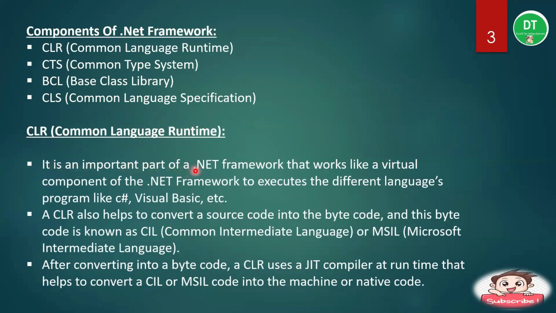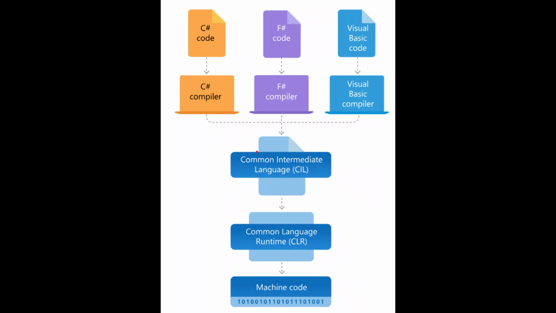It is an important part of the .NET Framework that works like a virtual component to execute programs of different languages like C Sharp, Visual Basic, etc. A CLR also helps to convert source code into bytecode, and this bytecode is known as CIL, Common Intermediate Language, or MSIL, Microsoft Intermediate Language. After converting into bytecode, a CLR uses a JIT compiler at runtime that helps to convert the CIL or MSIL code into the machine or native code.